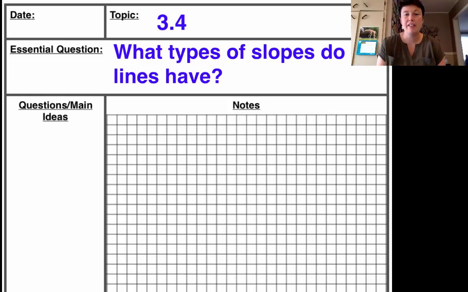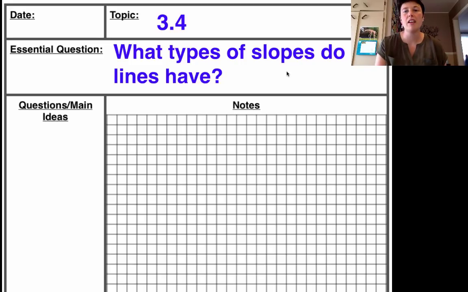Hey guys, another chapter 3 section 4 video here. This time we're going to focus on what types of slopes lines have. So the keyword today is slope. Slope is another word in algebra that we use for the growth number.